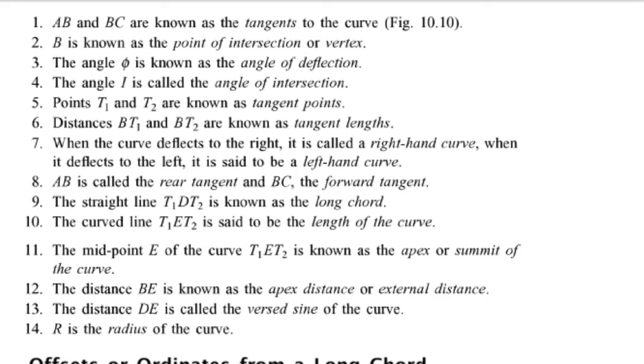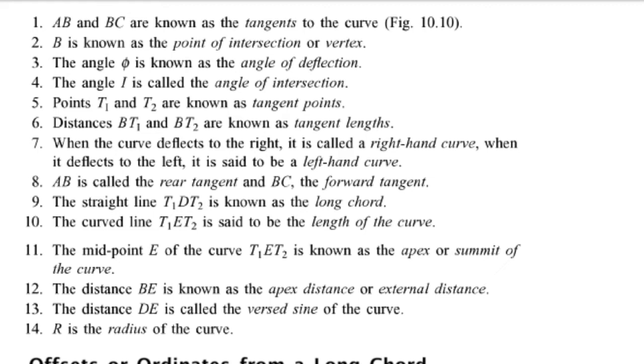7. When the curve deflects to the right, it is called a right hand curve. When it deflects to the left, it is said to be a left hand curve. 8. AB is called the rear tangent and BC the forward tangent. 9. The straight line T1DT2 is known as the long chord. 10. The curved line T1ET2 is said to be the length of the curve.